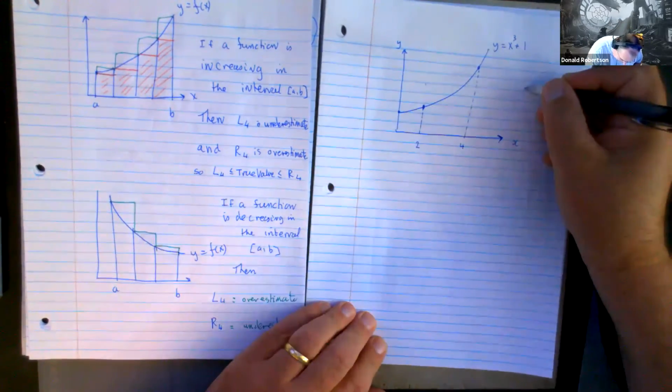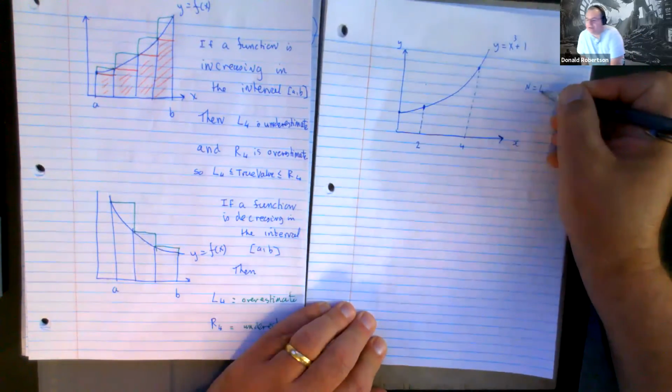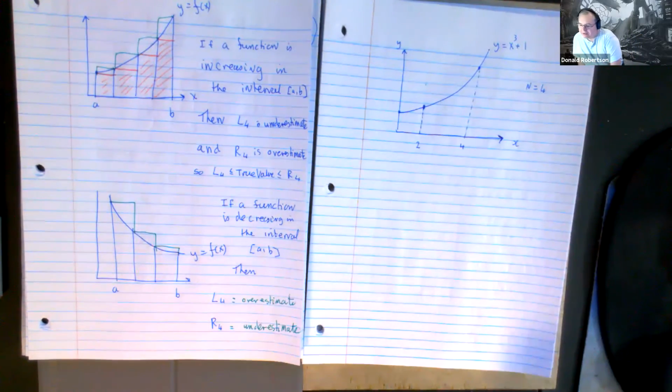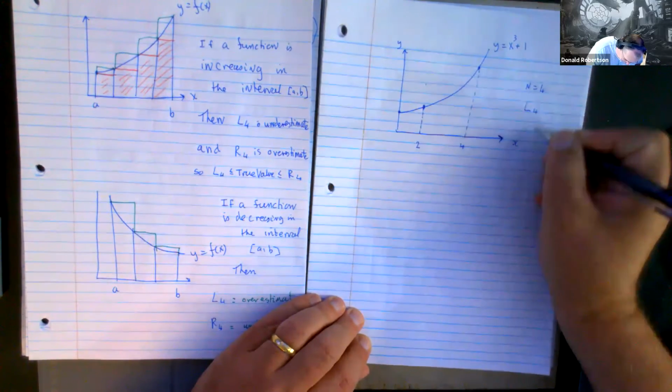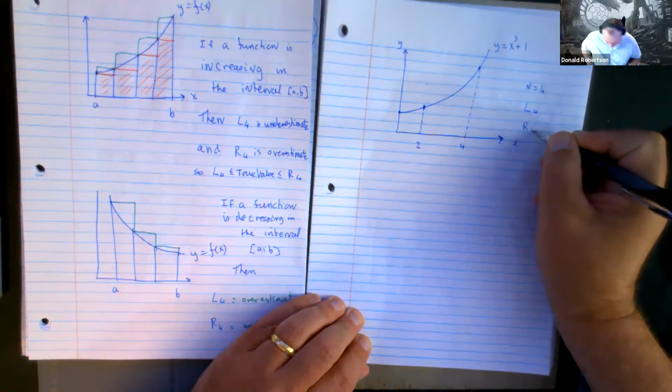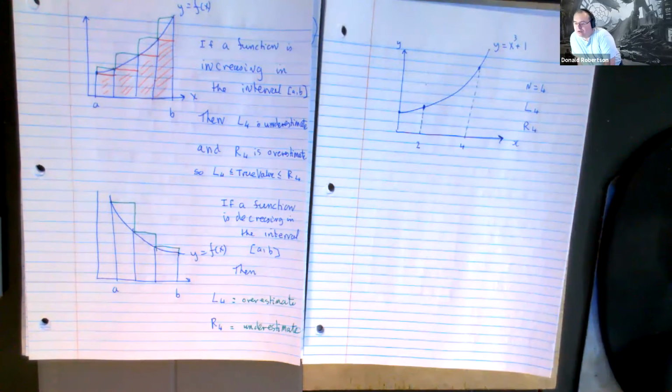I'm going to pick 4 strips. Let's say that's part of the question. And let's say the question also says to find these two guys. So find an underestimate and find an overestimate might be the way they'd phrase it. They might phrase it by saying, find a big estimate, find a small estimate. They might phrase it by just saying, find L4 and R4. They're still asking you to do it. They're just telling you in different ways.